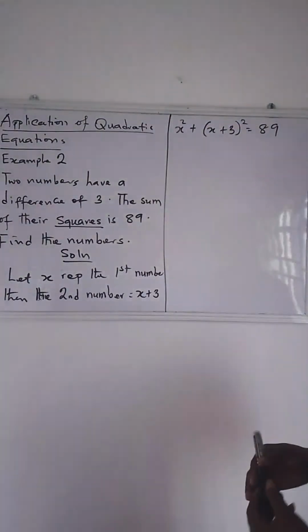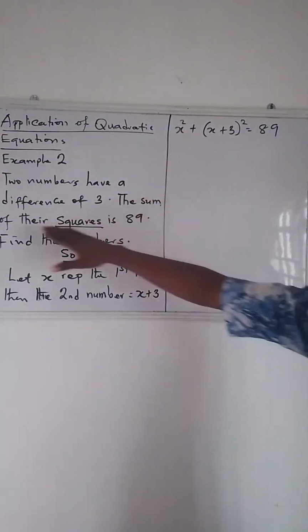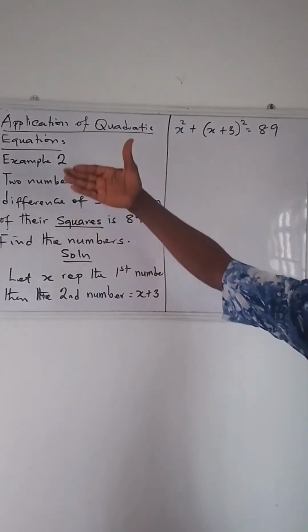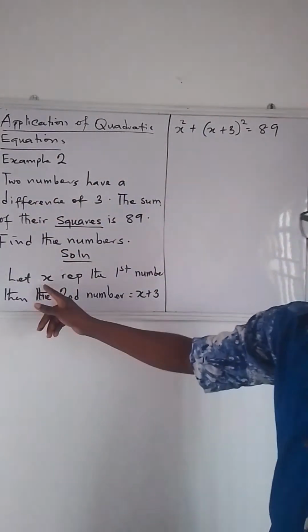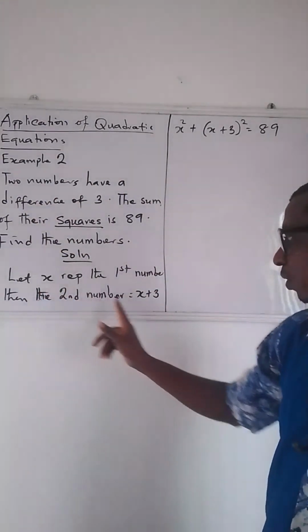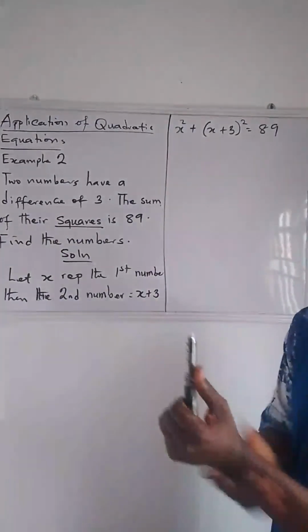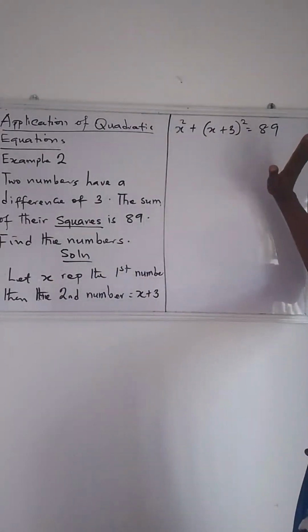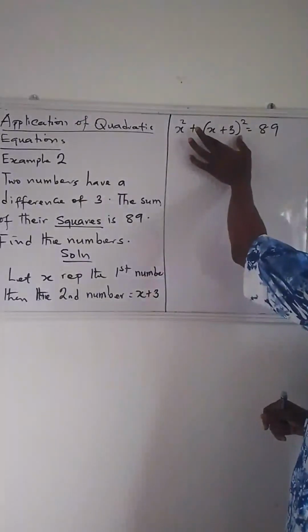Now I want everybody to get this explanation. The sum of their squares, of which numbers? These two numbers, and the two numbers have been represented with x and what? x plus 3. So when you add the squares together, you have 89. Hope you understand that. Good. So now let us expand this.